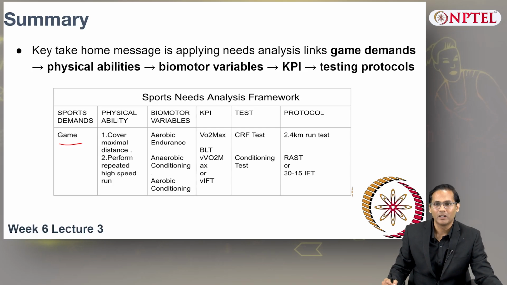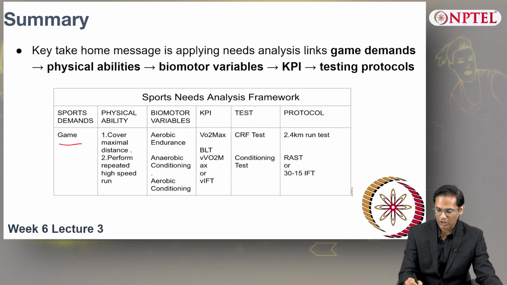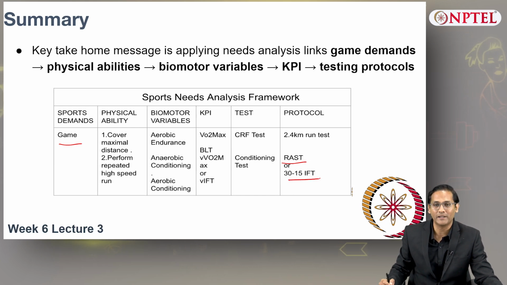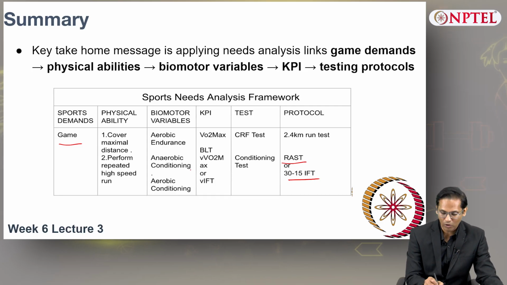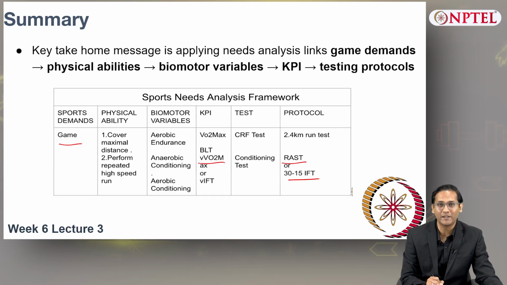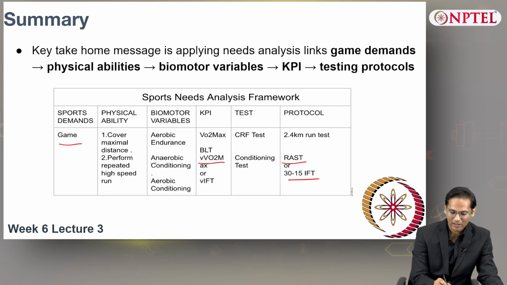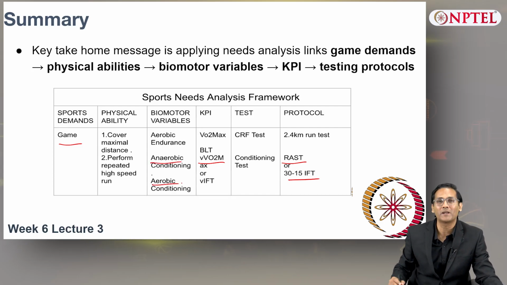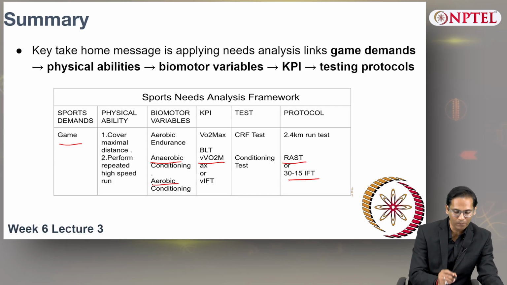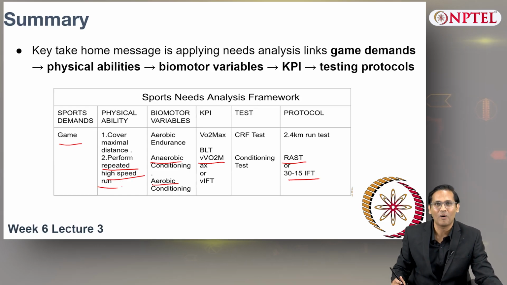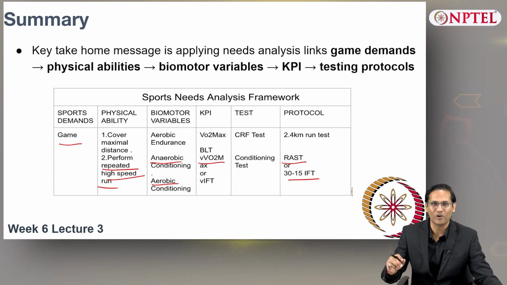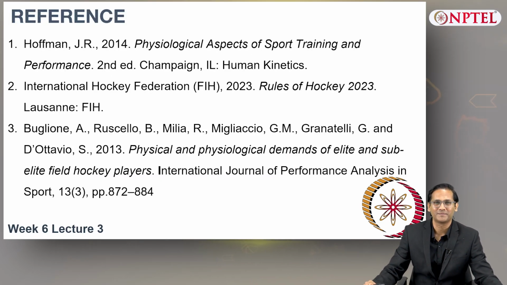So for a football game, anaerobic conditioning and aerobic conditioning need to be tested so that velocity at VO₂max can be identified and the corresponding aerobic and anaerobic conditioning intensity can be prescribed to improve the repeated high speed run ability for every position in the sport, for football. Thank you.